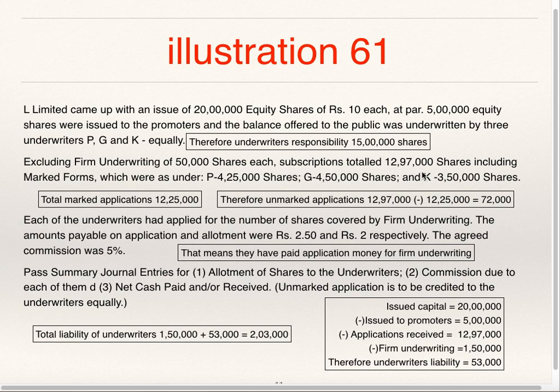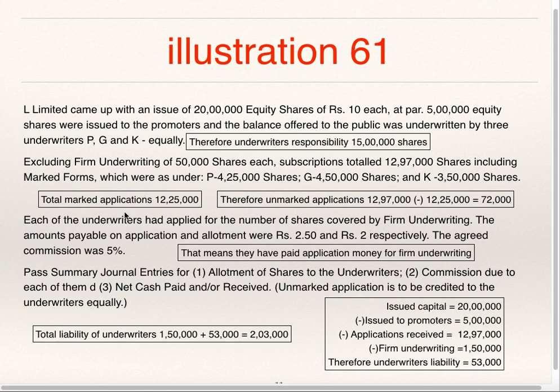Subscription totaled 12,97,000 shares, including marked forms, which were as under: P 4,25,000, G 4,50,000, and K 3,50,000 shares. These are marked applications. So total marked applications are, add these three, 12,25,000. Therefore, unmarked applications are 12,97,000 minus 12,25,000. Unmarked applications are 72,000.